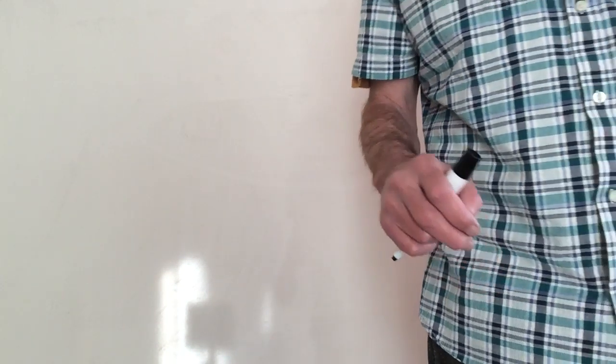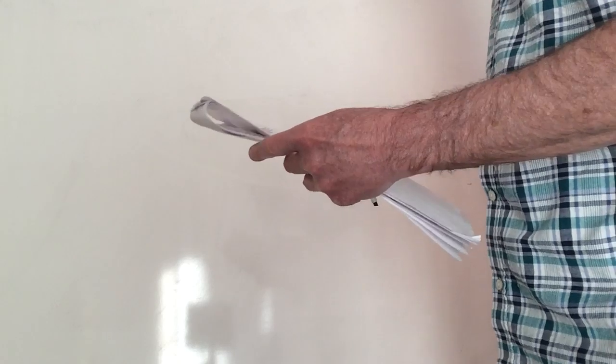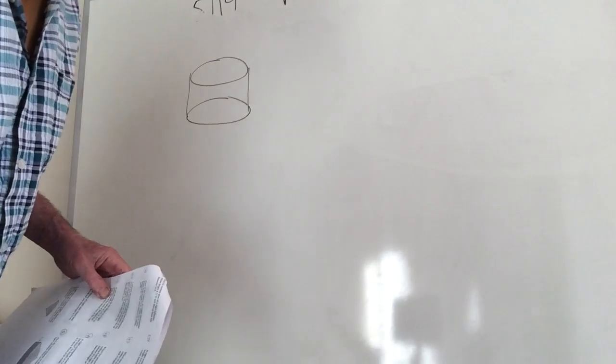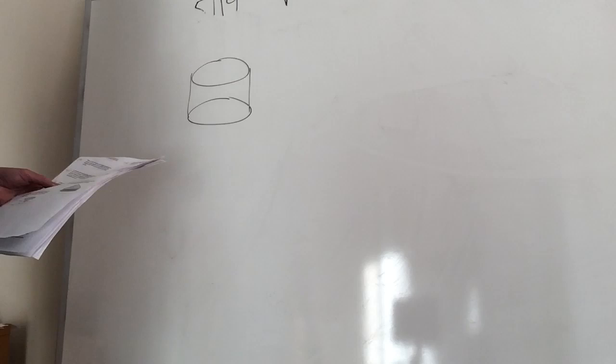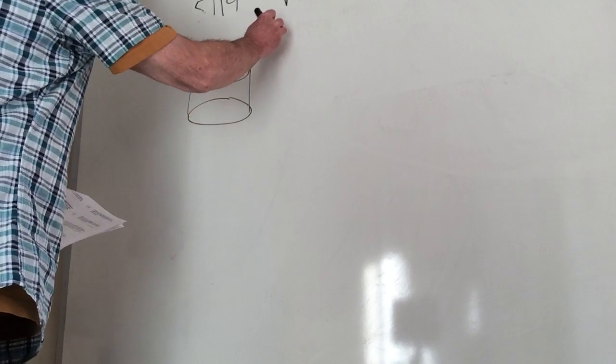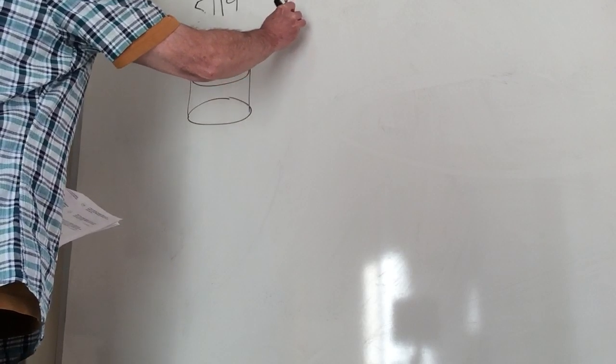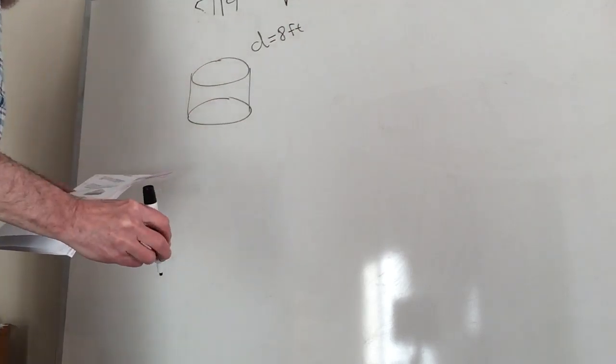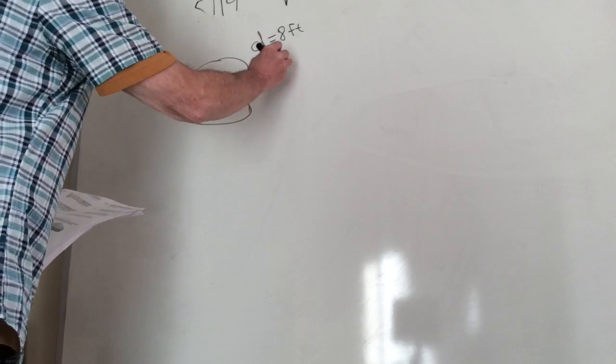The problem states that you have a circular above-ground pool. So I'll make one. Everybody knows what that looks like. In the summertime, you see them in the backyards, people all over the place, right? So there you go. And they're telling you that it's going to have a diameter of 8 feet, and that it stands 5.5 feet off the ground.